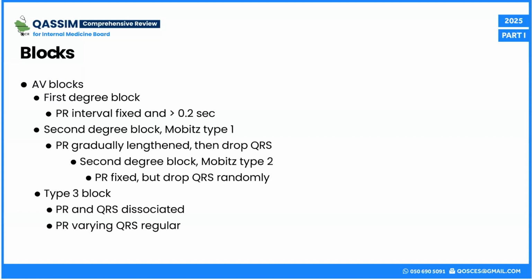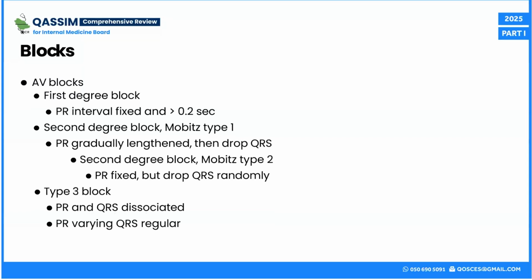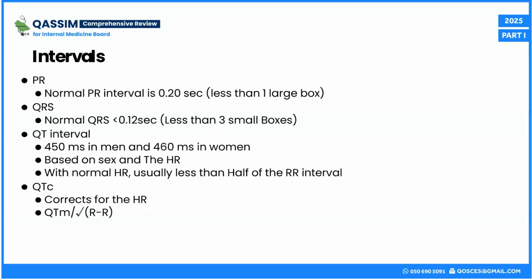Then you have a type 3 block, where the PR and QRS are dissociated, where the PR is varying and the QRS is fixed. You'll have to identify the P waves that tend to be embedded within the QRS complexes. You always compare the T wave of one pulse to the previous one to check if there was any embedded P wave within.